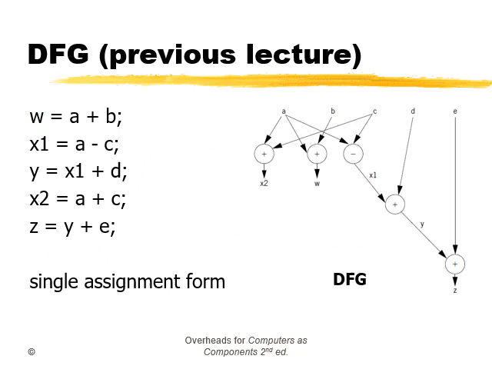As we have seen from our previous program, we can use a data flow graph to represent the model of the code. Here you can see that we have 5 statements: w is equal to a plus b, x is equal to a minus c, y is equal to x plus d, x2 is equal to a plus c, and z is equal to y plus e. Here we have a single assignment, so each statement is uniquely identified, and in front of it you can see the data flow graph where we have a, b, c, d, e.